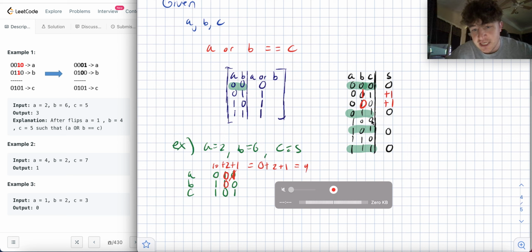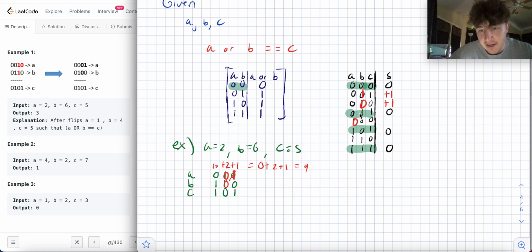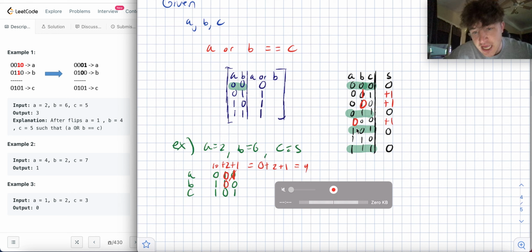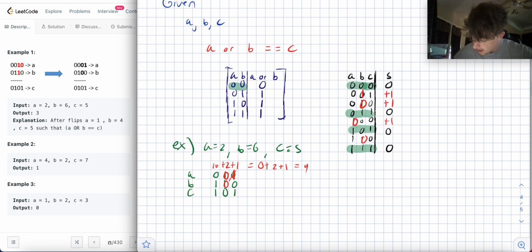If it's 1, 0, 0, well, we want A or B to be 0, so that's only going to happen if we convert this to a 0. And in this case we saw here, if they're both 1, well, that's not going to convert it to a 0. So I need to do both of them, so that's plus 2. So this is our resulting truth table here. This is what we need to consider.